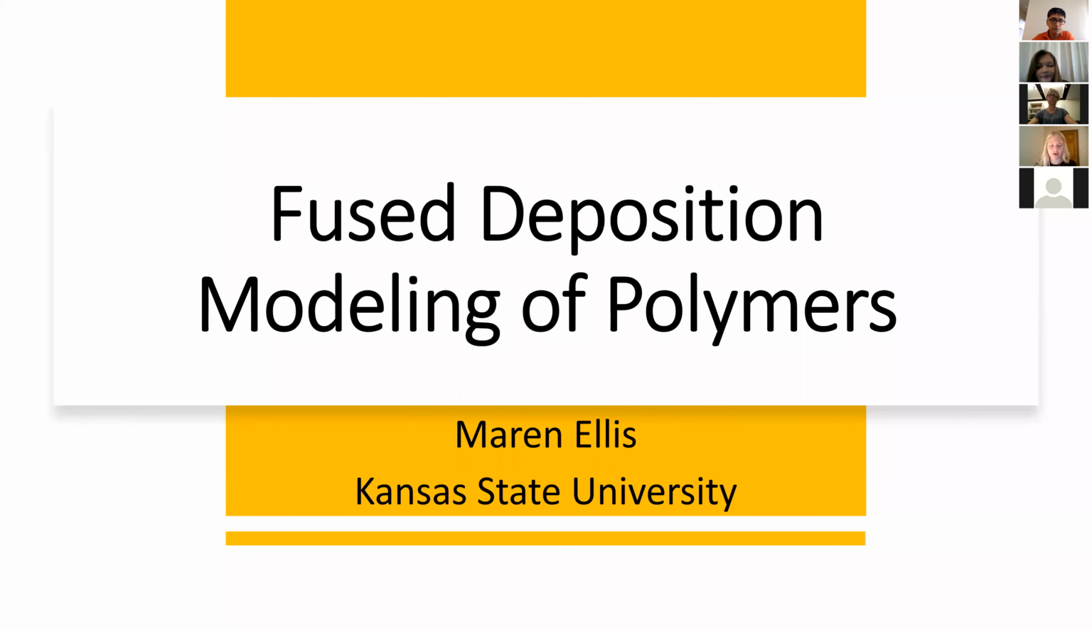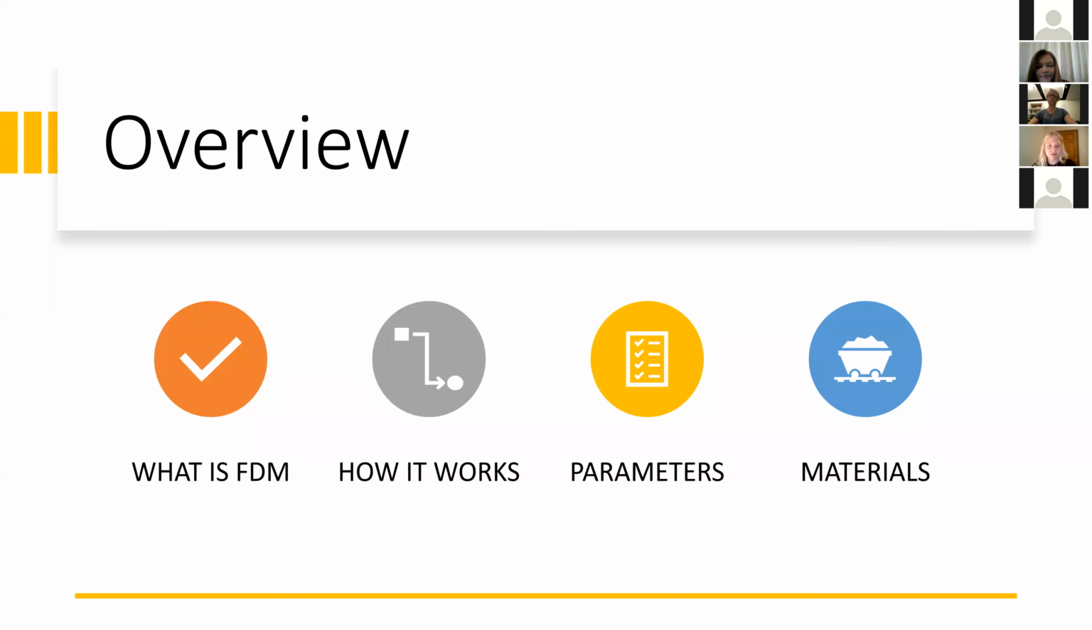of polymers. So a quick overview of what this presentation will contain is we'll look at what FDM is just briefly and generally, and then we'll look at how it works. And then we'll look at some different parameters that affect the final product, its properties and quality. And then finally, we'll look at some materials that are used and why they're used.